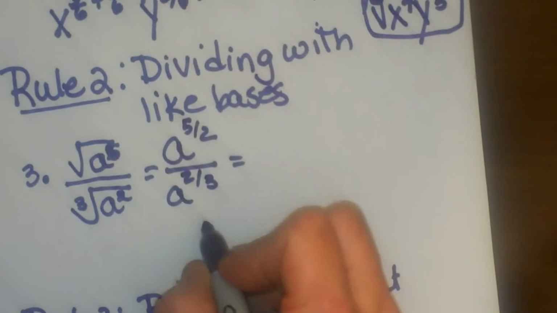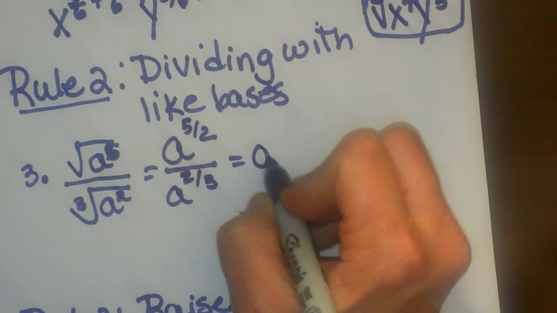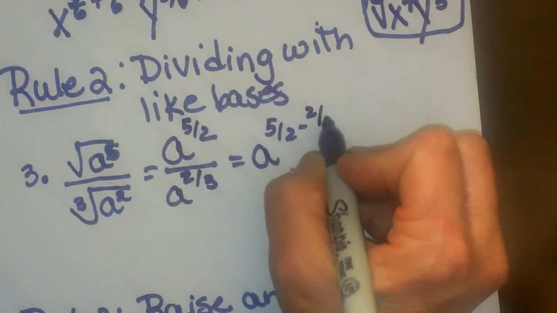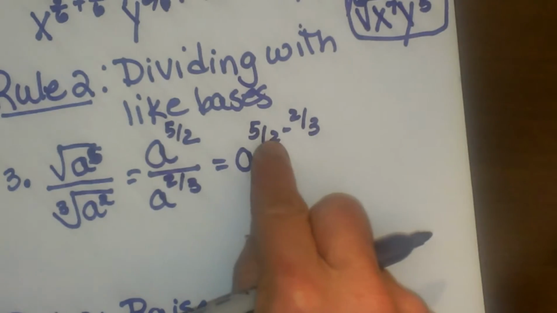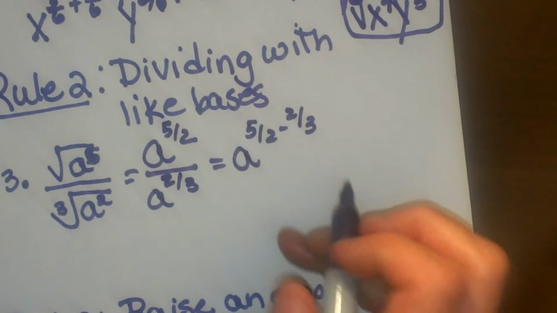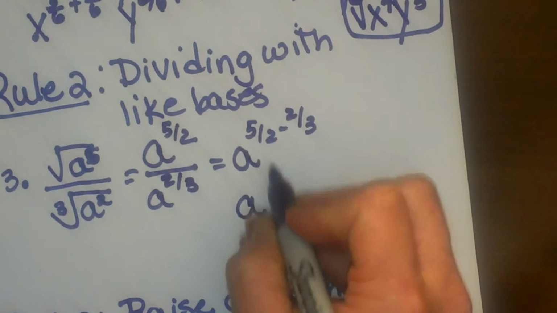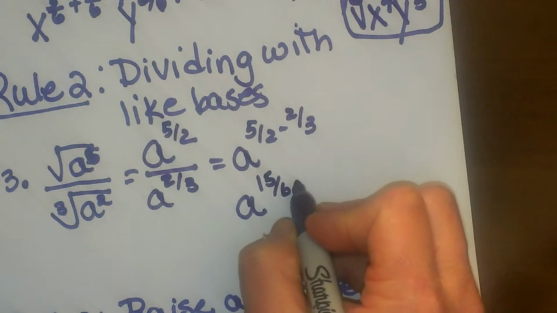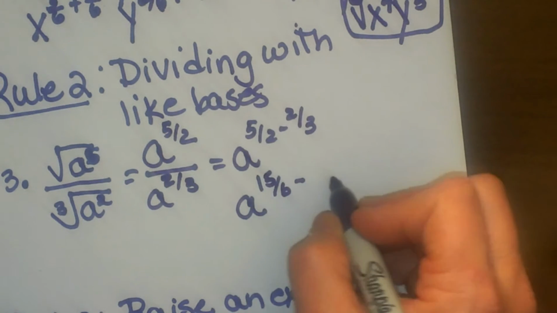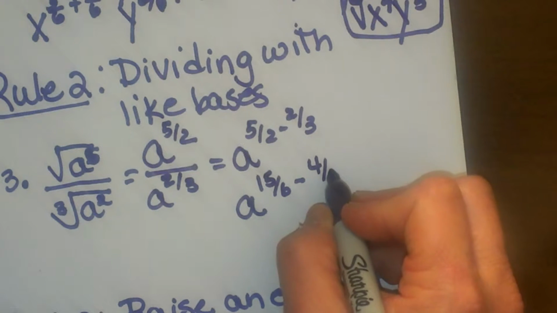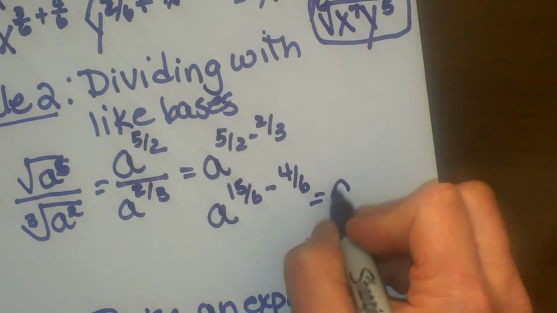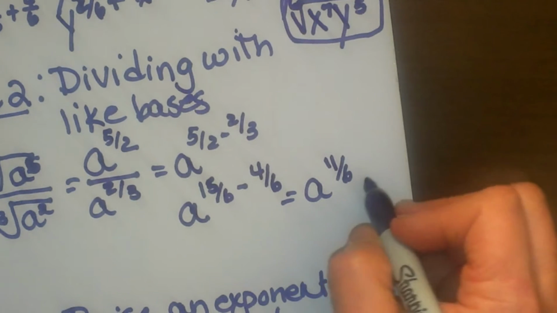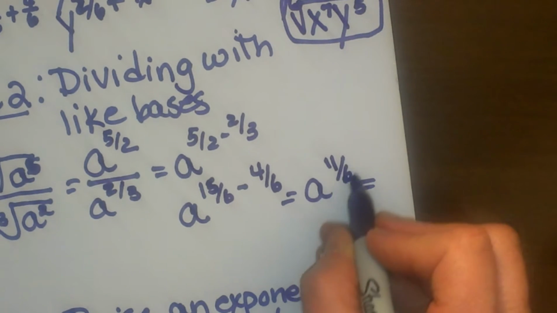Now I need to subtract my exponents because I'm dividing with like bases. So 5 halves minus 2/3. Now I've got to get a common denominator so I can subtract. So that's going to be a to the, let's multiply everything here by 3, 15/6, minus, multiply everything here by 2, 4/6. And that leaves me with a to the 11/6. And you can leave it like that.